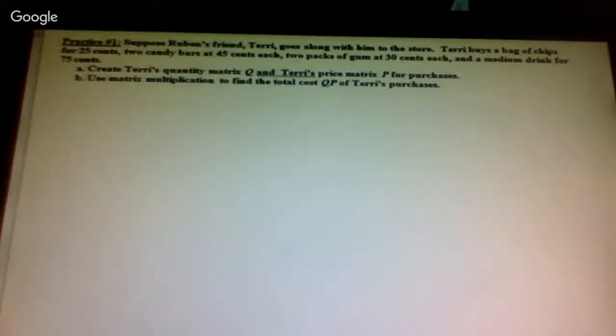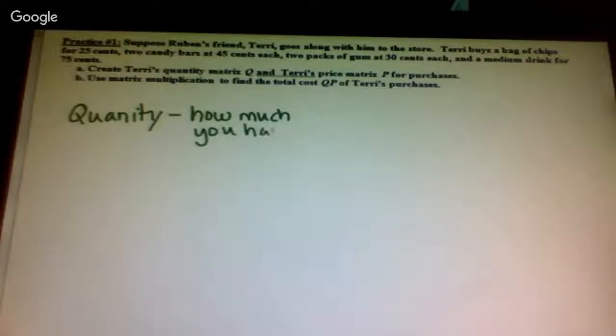Okay. So here's our first practice problem. They don't give us our matrices. We need to come up with them. Your row matrix is usually your quantity. Okay, which is how much you have. Okay, so we have chips, candy bars, gum, and a drink. Your row matrix is how many of each you have.